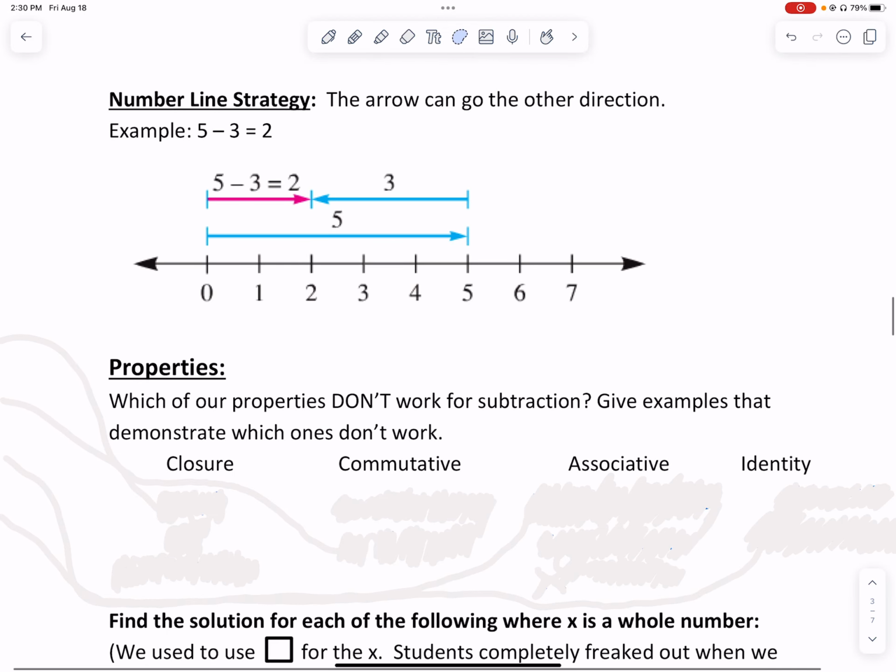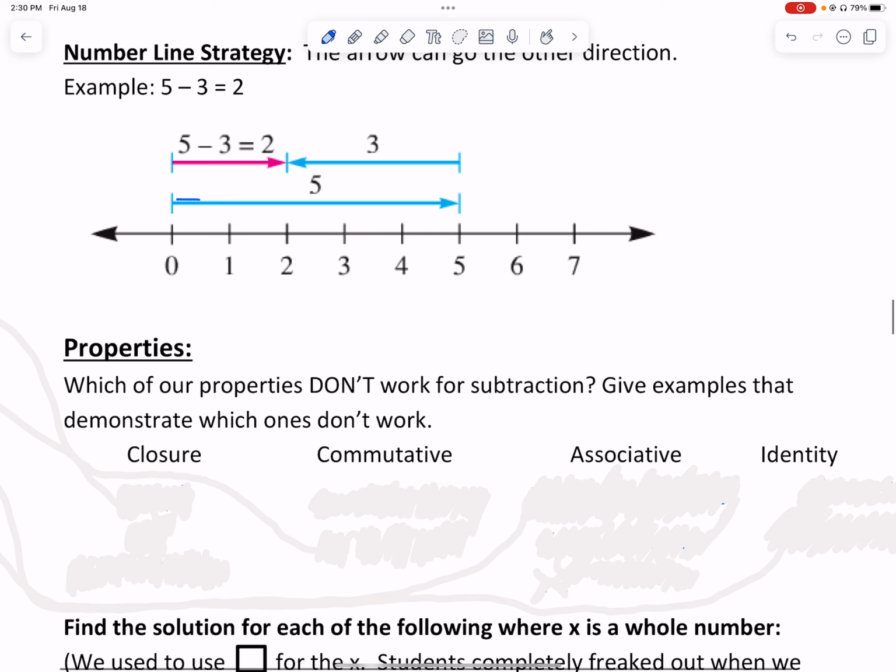Then we have this number line strategy. In this one, you're going to go 5 in the positive direction, and you're going to subtract 3. So you're going to come back 3 and then just see where you wound up. And we wound up at 2. So that is another number line strategy that you could use for subtraction.